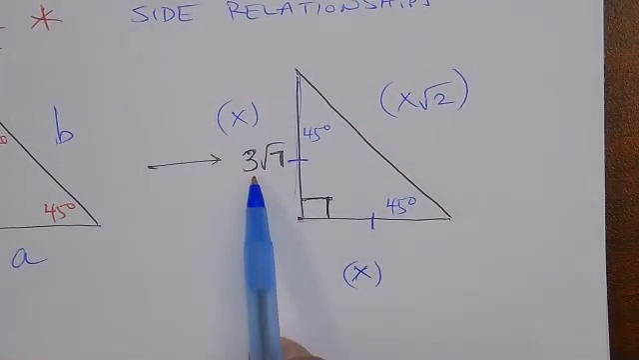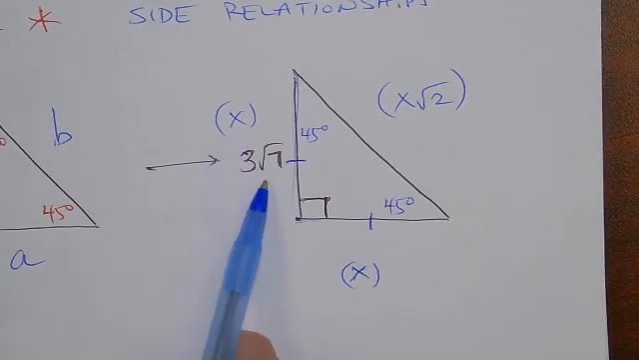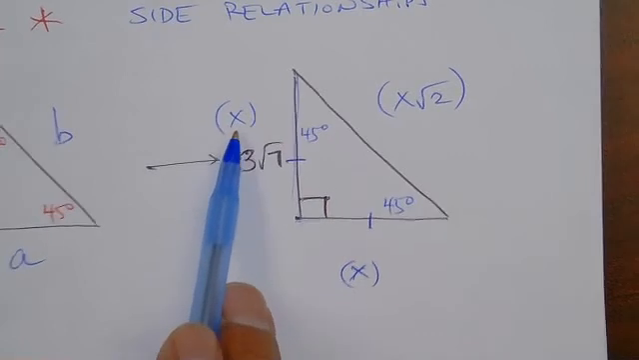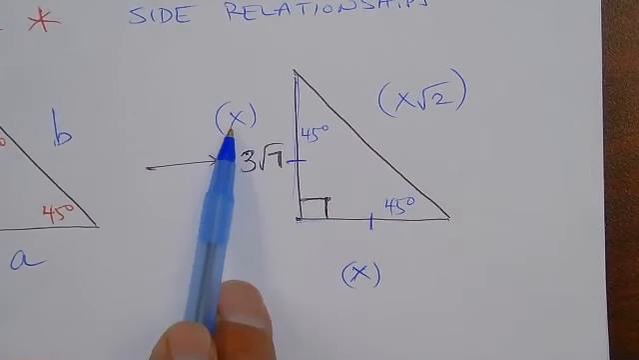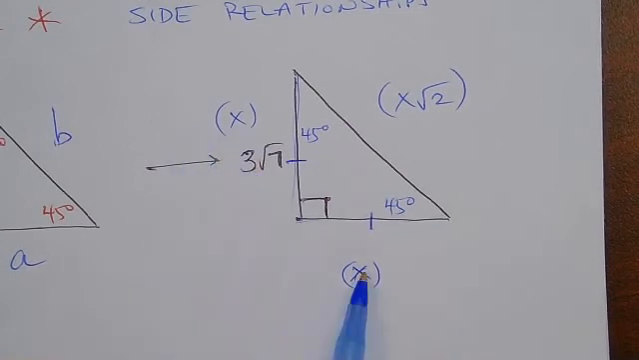So they're going to give you one side. Now the question is, is that the value of X? Is that the side of X? Yes, that is X. That is the value of X. X is equal to 3 root 7. Guess what? Everywhere you see an X, put a what? 3 root 7. So if this is 3 root 7, then that's X.